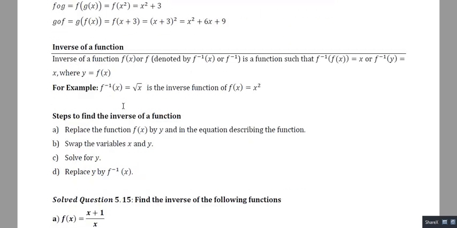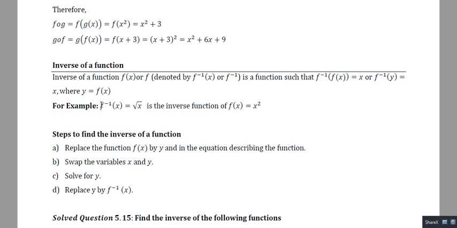Now let us see what is the inverse of a function, and how to find the inverse of a function. The inverse of a function f(x) or f is denoted by f inverse x, or we write f inverse simply. If f(x) is a function and its inverse is f inverse x, then they should satisfy this property: f inverse of f(x) is equal to x, like in the trigonometric function, sine of sine inverse x is x.